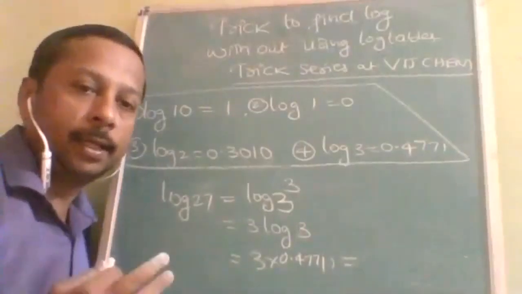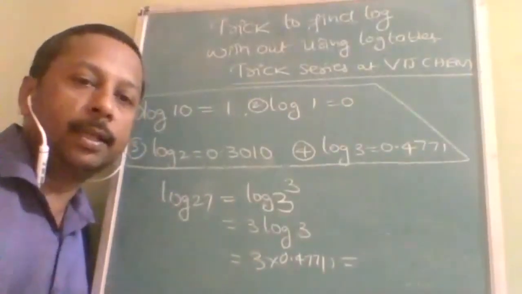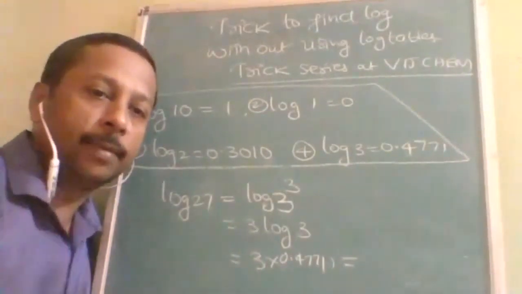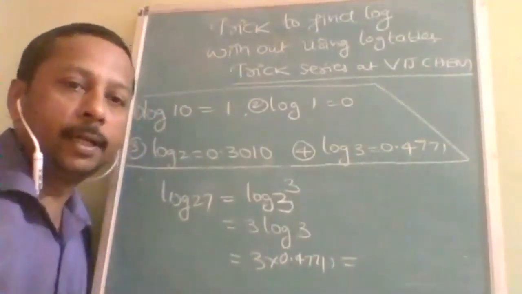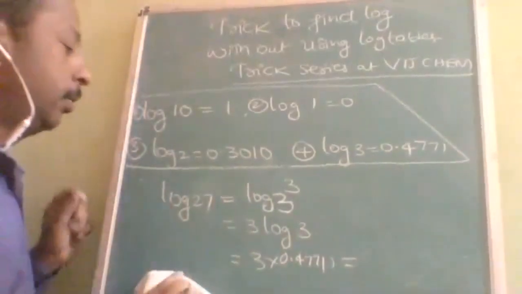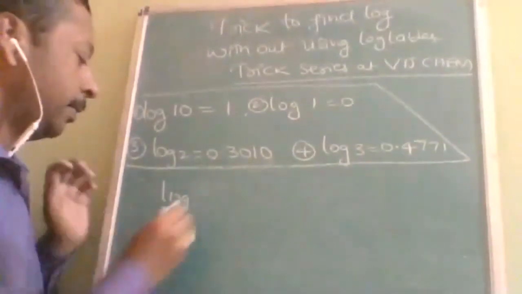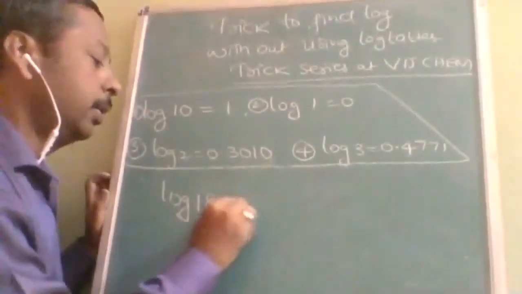Sir is taking selective examples, and he is using the trick in the same manner. It is not like that. Different manners are there for different types of questions, but the trick is the same. So without using a log table, let us take log 18. The question is about what? Log 18.